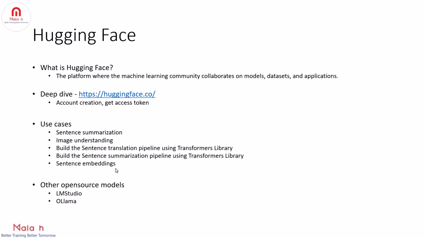Okay, thank you. So far we understood what is Hugging Face and how to use different models that are available inside Hugging Face, and how to create an account, and then how to get the access token. And we also saw sentence summarization, that is how to summarize a text by using the model from Hugging Face. And also we understood image understanding, that is we provided an image to the model, and then we asked different questions to the model, and the model was able to understand the image and answer the questions about that image, right? And now let's see how to build the sentence translation pipeline using transformers library, right?